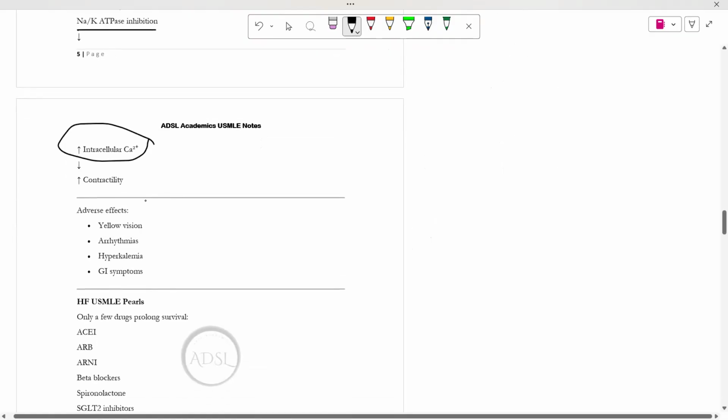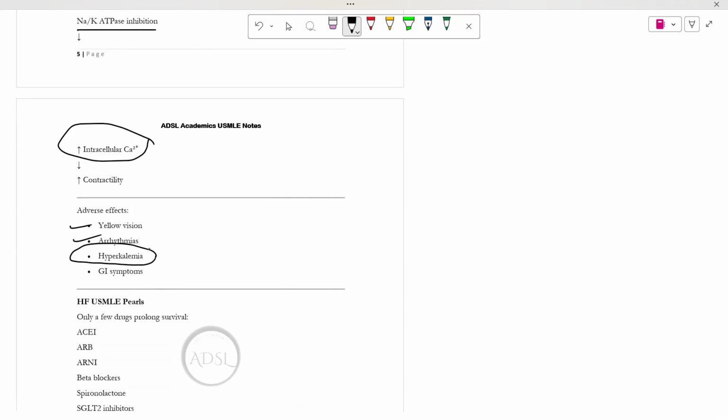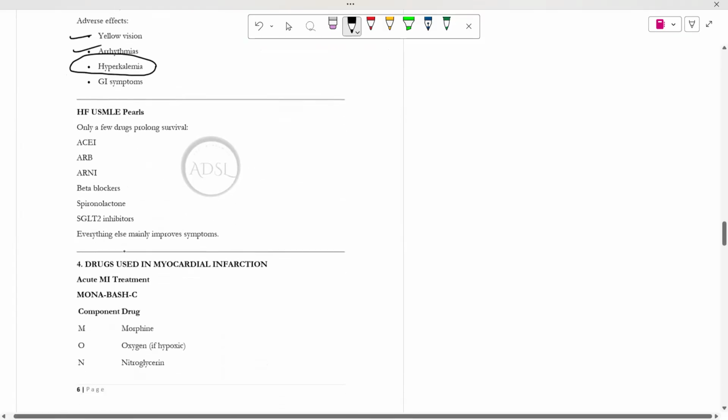But the problem with digoxin is that it can cause yellow vision. Okay, it can even cause some arrhythmias and hyperkalemia. So that might be one of the things that can happen.